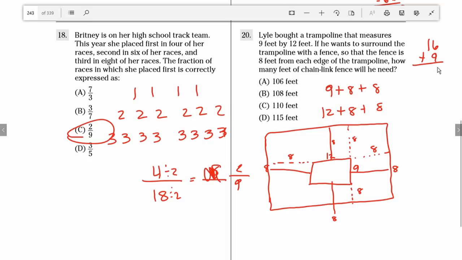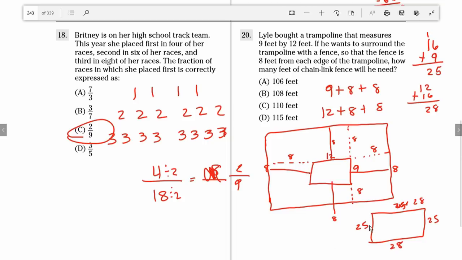6 plus 9, of course, is 15. Carry the 1. 1 plus 1 is 2. Again, this is 12 plus 8 plus 8, or 12 plus 16. 6 plus 2 is 8. 1 plus 1 is 2. So we know the fence is going to look like this. 25, 25, 28, 28.